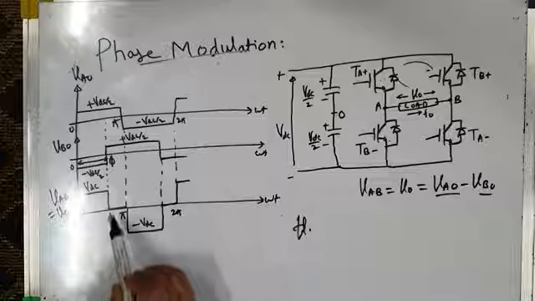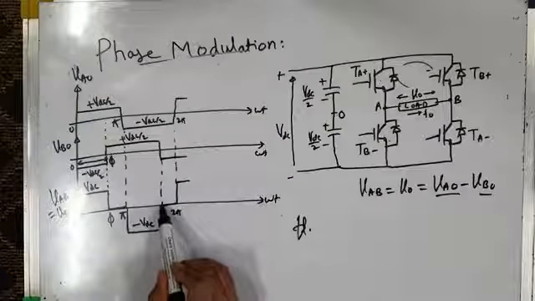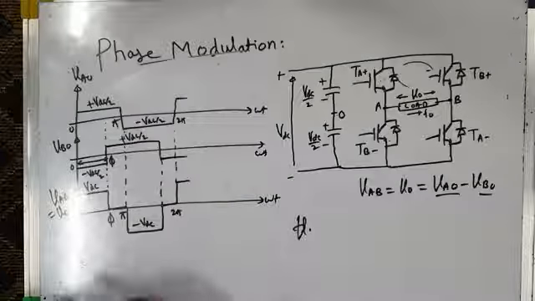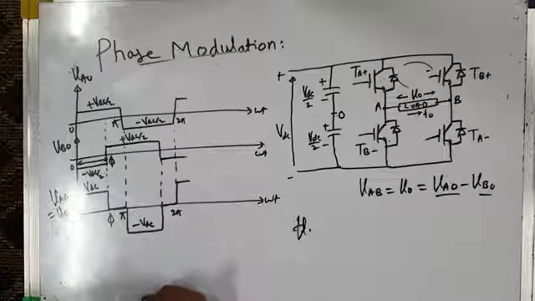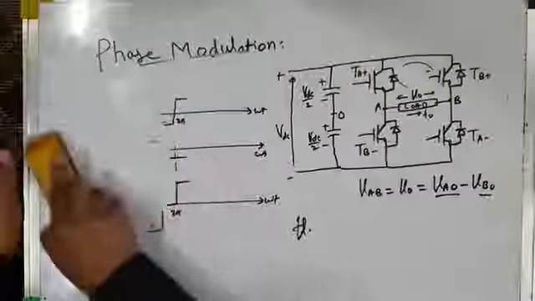So you can see for certain periods, from phi to pi and from pi plus phi to 2 pi, I am making the load voltage 0. So the RMS value of voltage across the load decreases. Therefore the fundamental component of voltage across the load decreases. I can decrease it further like this.